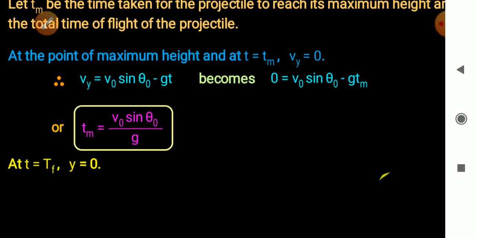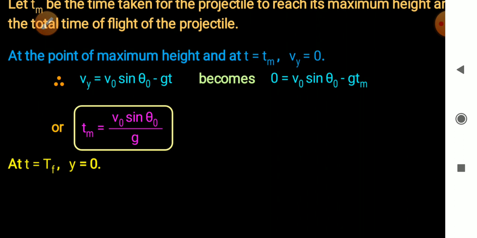At t equal to Tf. Tf is the total time of the flight. It is the time interval during which the projectile remains in the flight. In other words, we can say the total time from projection of the projectile to its landing is known as time of flight. Right? Total time of flight of the projectile is the sum of its time of ascent from ground to highest point and its time of descent from highest point to the ground.